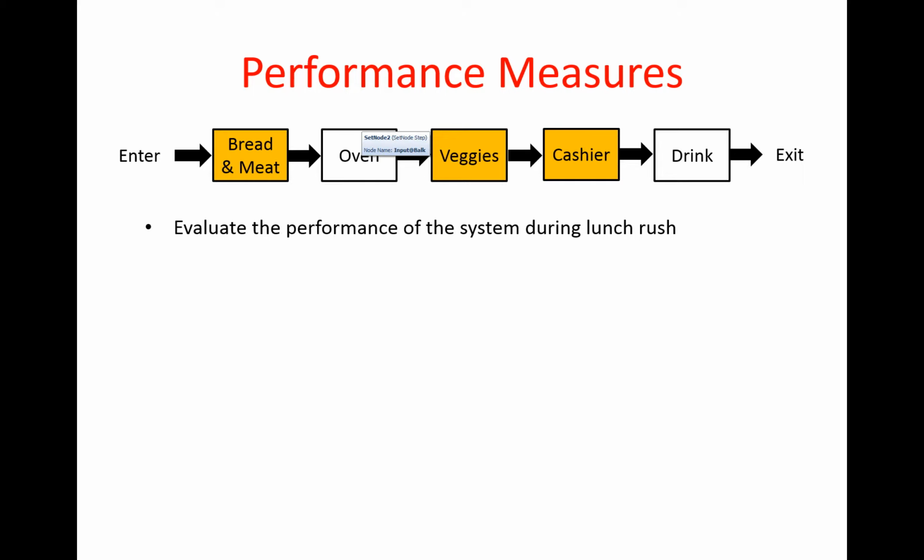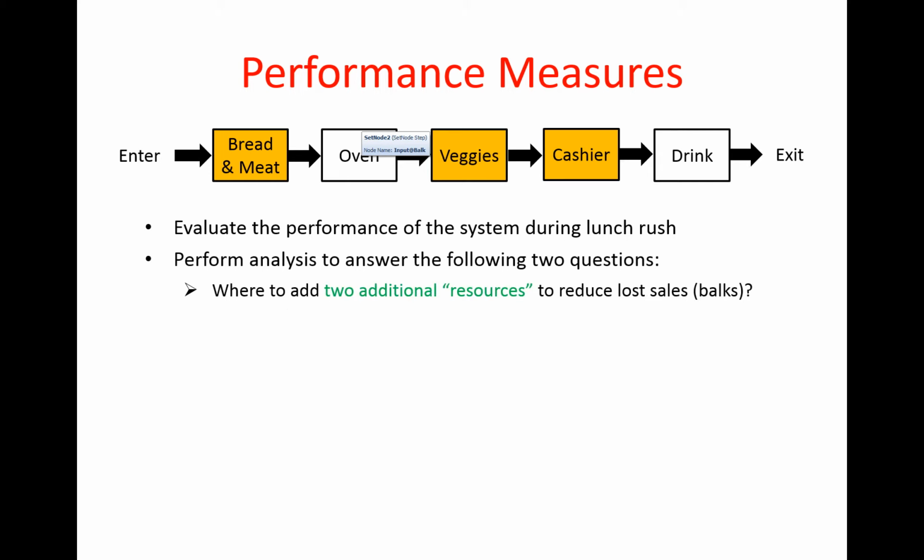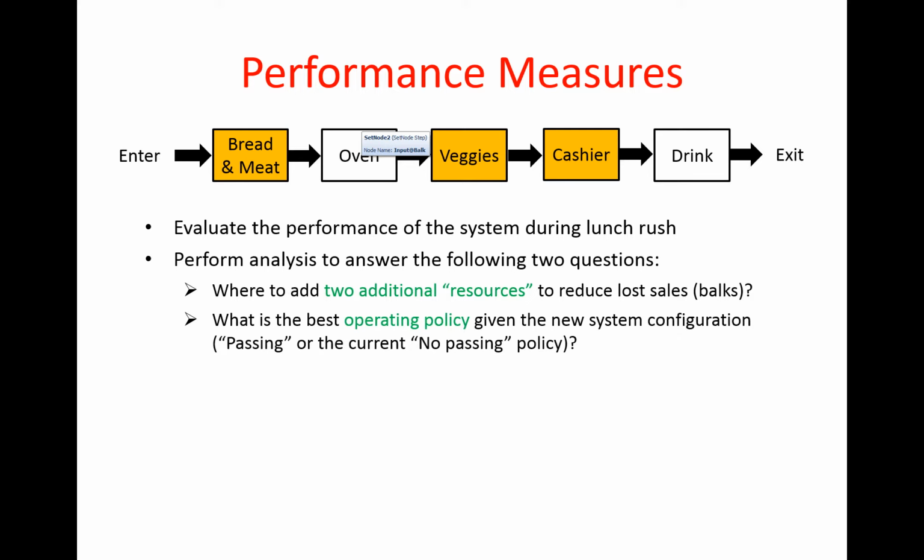We're interested in evaluating the performance of the system during lunch rush, and specifically we would like to answer the following 2 questions. First, we would like to add 2 additional resources to reduce lost sales, and the question is where to put these 2 additional resources. Keep in mind that the resource can be either an oven or a new drink machine or a worker at any of these stages. The other question is what is the best operating policy under the new system configuration? Should we allow passing or just stick with the current no passing policy?